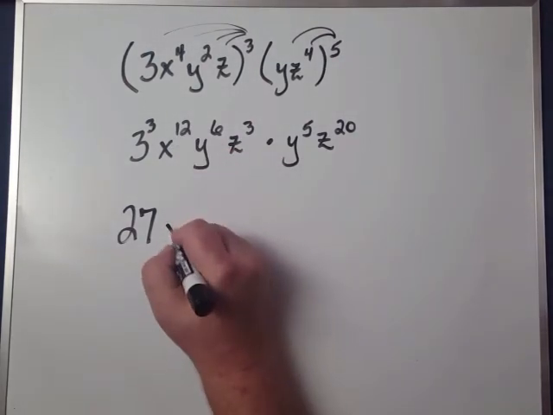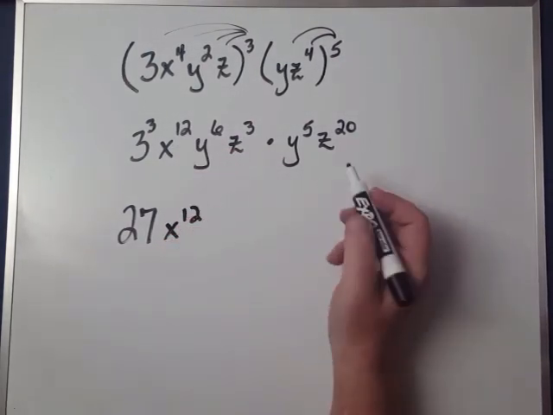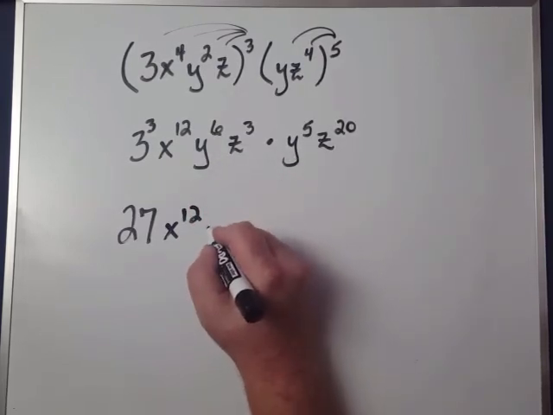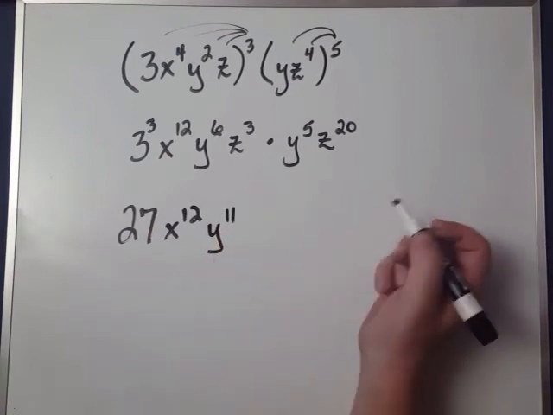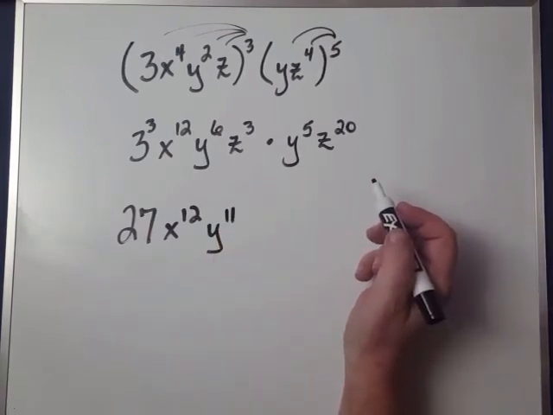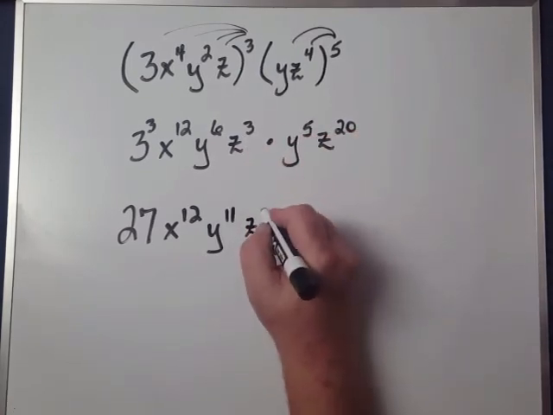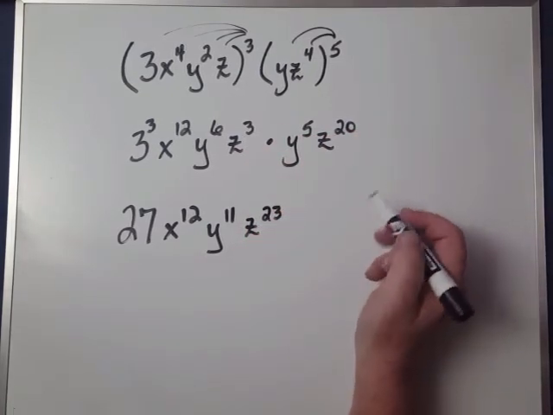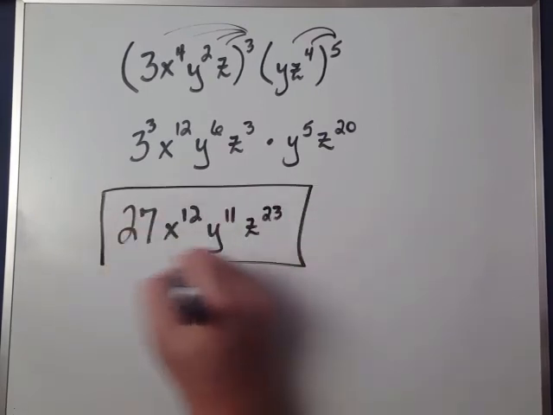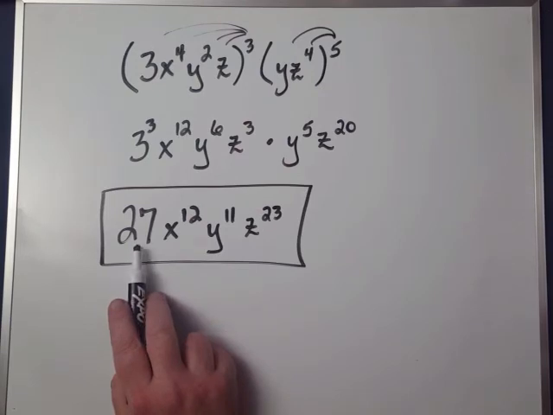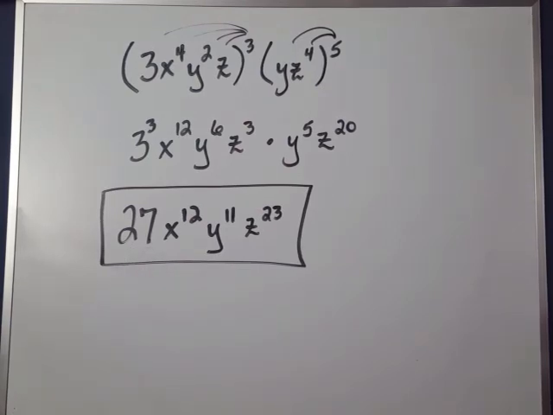We've got an x to the 12th. We have here a product of like bases. Y to the 6th times y to the 5th is y to the 11th. Product of like bases, add the exponents. Same with the z's. Z is to the 23rd power as I add those exponents. And this answer is simplified because we did raise that 3 to the 3rd power. Number 82.